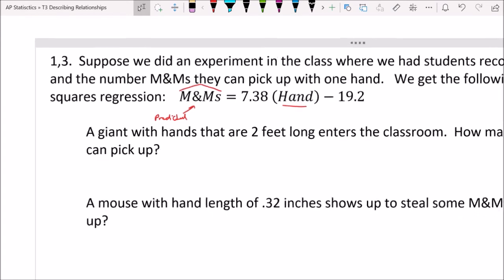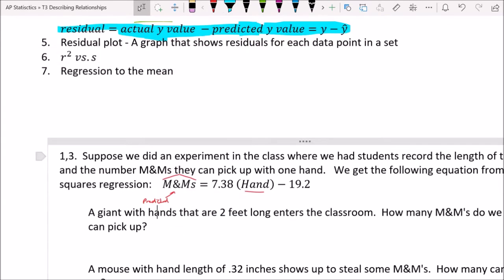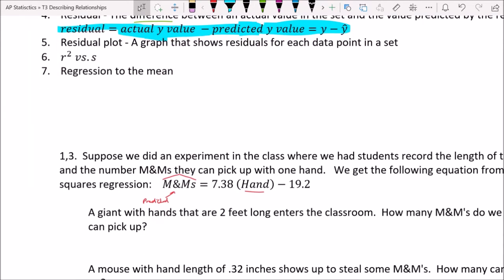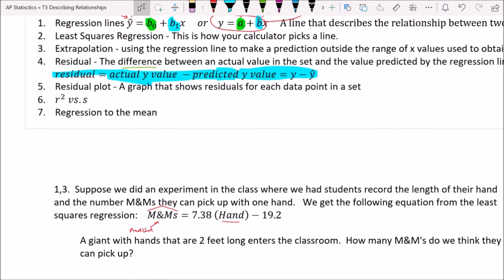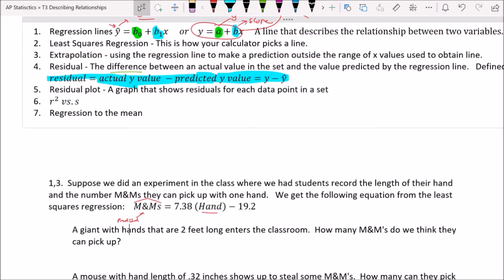I think I skipped over one of these. I didn't say anything about extrapolation, did I? Anyway, let's go back for a second. I realize I totally missed extrapolation because that's the point of this example. Extrapolation is when we use the regression line, or we use our model, whatever it is, to make a prediction that's outside of the range of X values that were used to obtain the line.